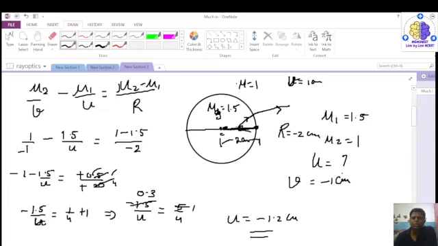That is, the true position of the air bubble is 1.2 centimeters from the curved surface, right? 1.2 centimeter from the curved surface, but when we are viewing it from outside along the diameter, it appears to be at 1 centimeter, right? So this is how you are supposed to do it.